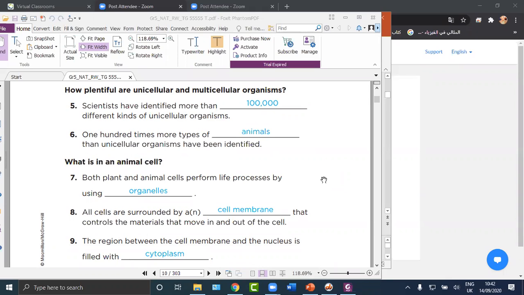Number 10. I will choose Amin Nabhan. Read number 10. The tiny power plants in the cell where food is broken down and energy is released are called mitochondria. Perfect. You did excellent. Number 11.